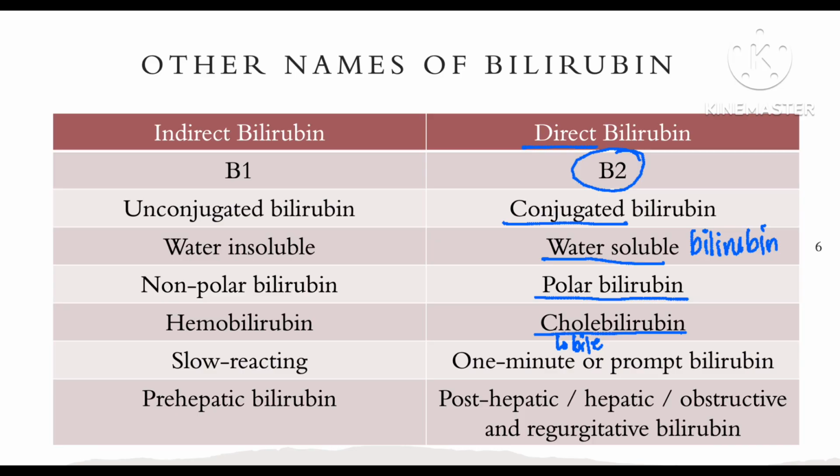B2 is also known as 1 minute or the prompt bilirubin because it reacts quickly. What's the rationale behind it? It's water soluble, and so it can react directly with the reagent during the reaction. And lastly, it's also known as a post-hepatic or obstructive and regurgitative bilirubin because it is created in the liver, it's conjugated in the liver, and can also be found post-liver or in the post-hepatic phase.